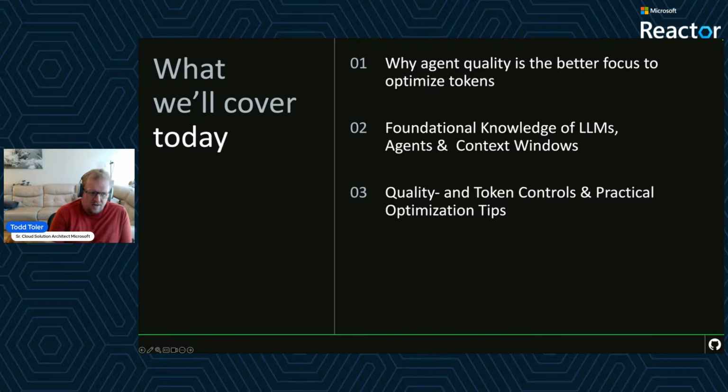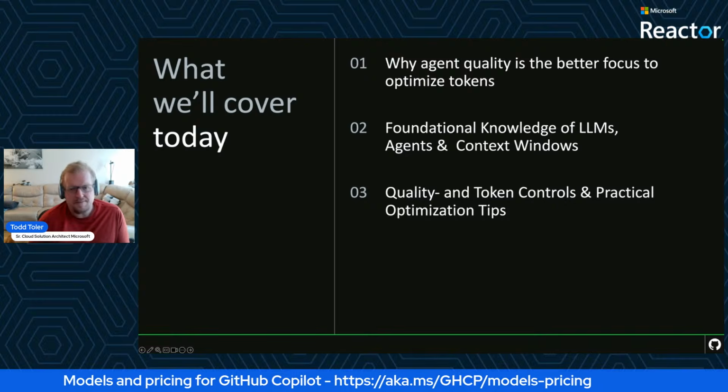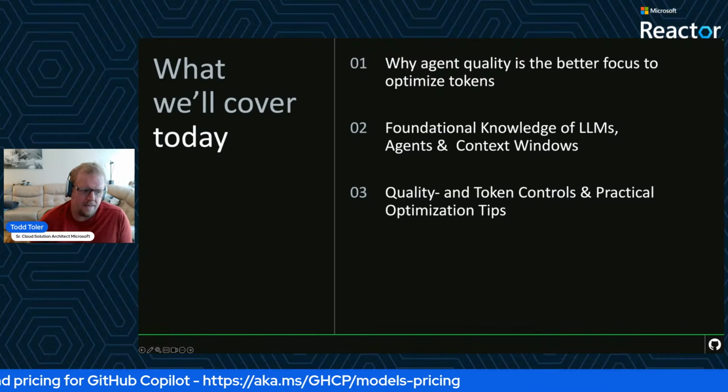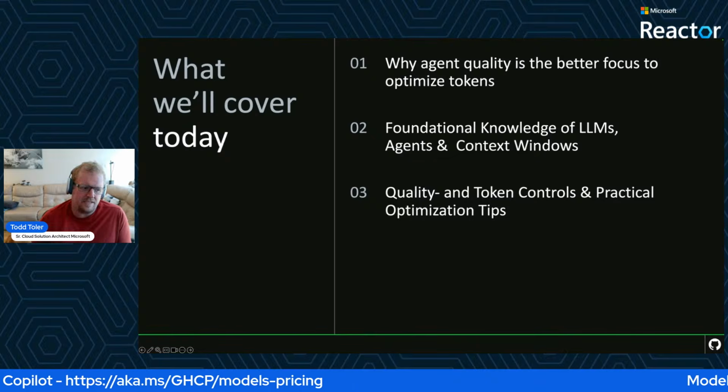That foundation will help you gain a deep understanding about optimizations and quality. But it'll also help you evaluate the hundreds of token optimization tips circulating online and form your own judgment about what works. There's a lot of information out there. Not all of it's completely accurate. So the more we can guide you along that path, the better off we hope you're going to be. Part 3 is quality and token controls and practical optimization tips. We'll dive into some practical controls that you can employ, from model choice to prompts to agent configs, with some actionable optimization tips here.